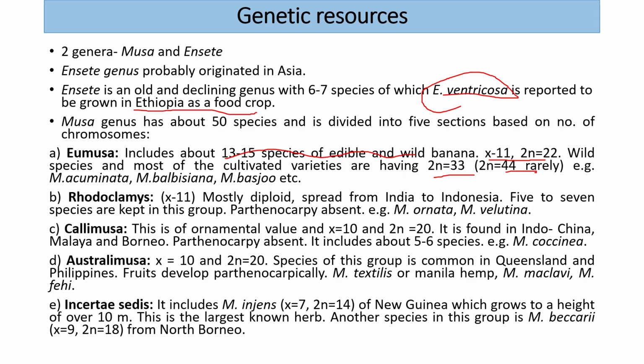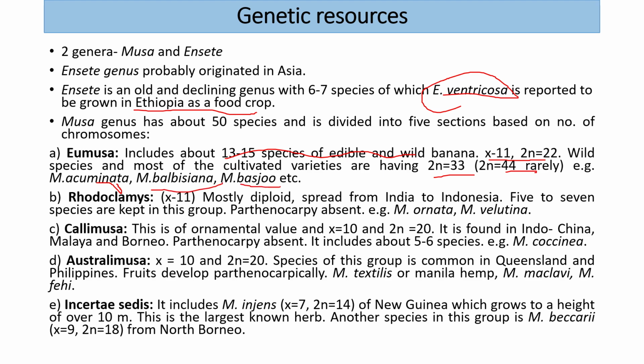Then 44 is found very rarely. So the example of species coming under the section Eumusa: Musa acuminata, Musa balbisiana and Musa basjoo.